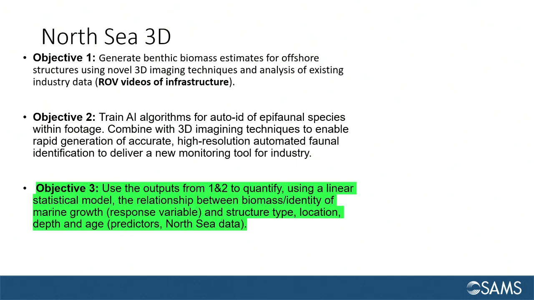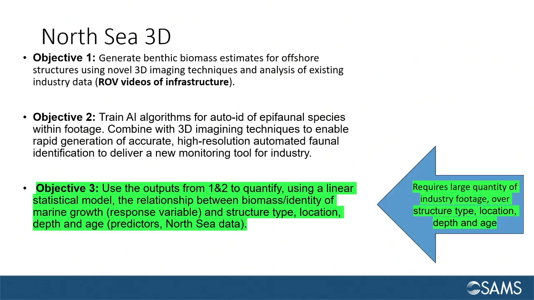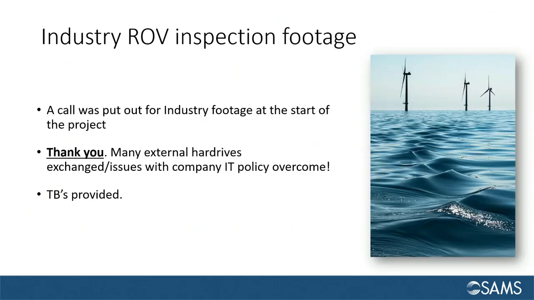And finally, objective 3 is to use the outputs from our first two objectives to quantify, using a linear model, the relationship between biomass and the identity of marine growth with structure type, location, depth and age. And of course, this requires a large quantity of industry footage over structure type, location, depth, and age. So that's the key point. We need industry footage to do this.